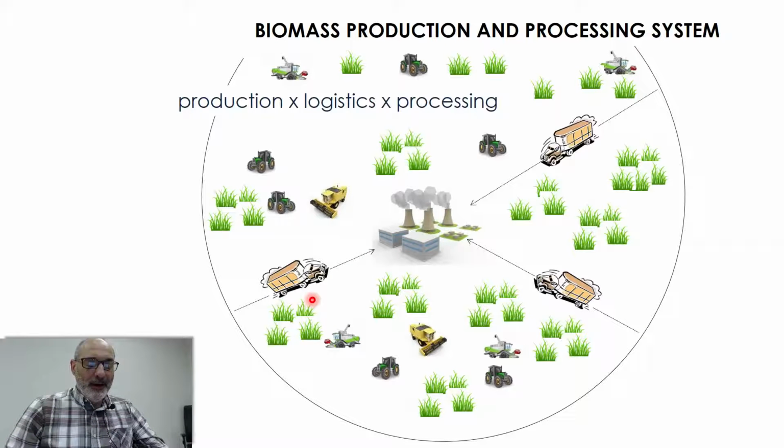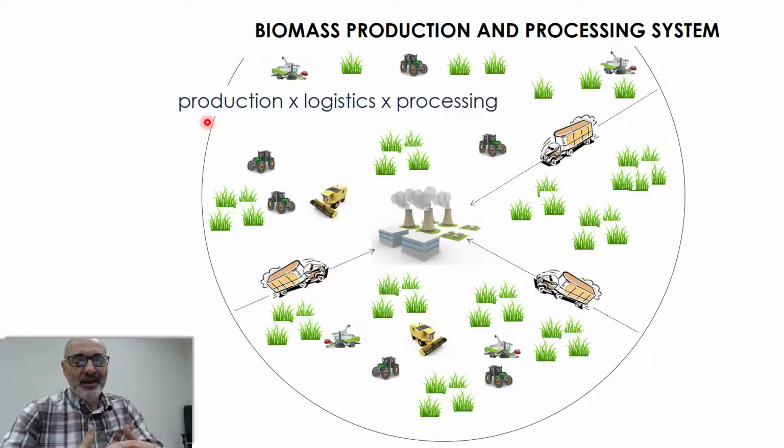What I call an agro-industrial system is a system of producing and processing biomass, which encompasses, let's say, three layers or three gears, we could say like that. So production, logistics, and processing. Physically, in this system you have an industrial plant, which will process the crops that are grown and harvested in the fields.